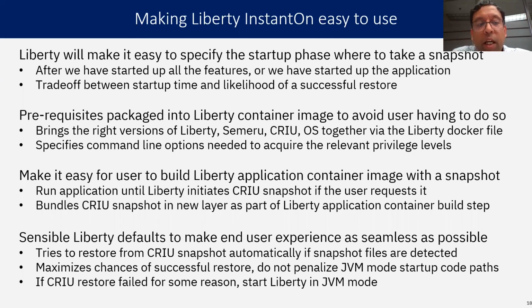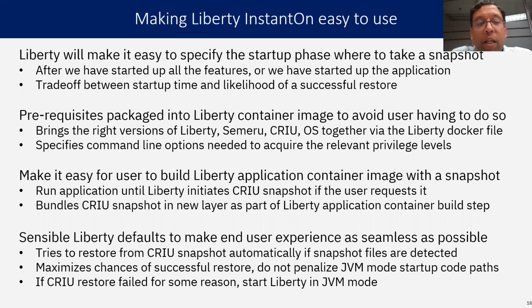We also make it easy to consume by packaging up all the prerequisites into the Liberty container image. So we'll have the right versions of Liberty, which has awareness of this feature, obviously, and Semeru, but also CRIU and the right level of OS support needed to make all this happen. We'll also specify command line options or environment variables to various low-level libraries needed to acquire the relevant privilege level or to just make things work from a snapshot restore. So as an end user, you don't need to worry about this low-level stuff. You can worry about applications written on top of Liberty, basically.